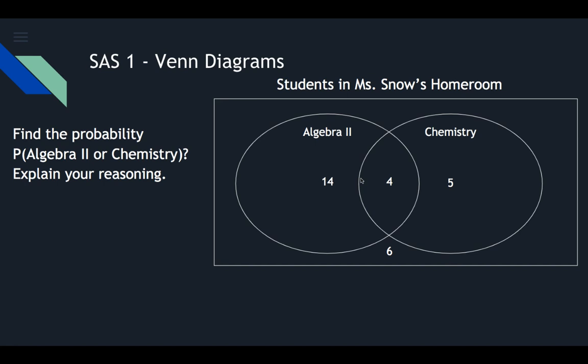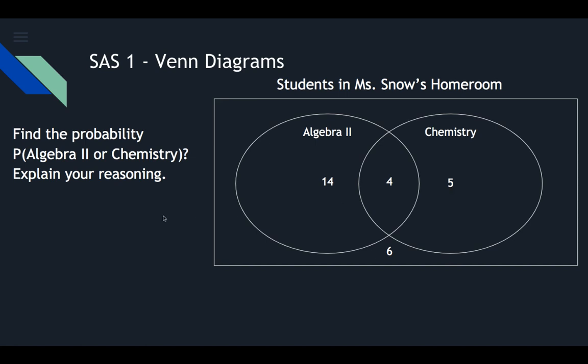What is the probability of randomly selecting a student that's taking Algebra 2 or Chemistry? We need to explain our reasoning. So Algebra 2 or Chemistry, that's not both, is it? Either they're taking Algebra 2 or they're taking Chemistry. Not neither or not both, so it's 14 and 5, and we add those two probabilities together.